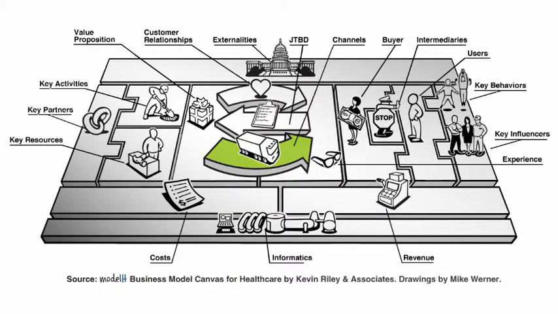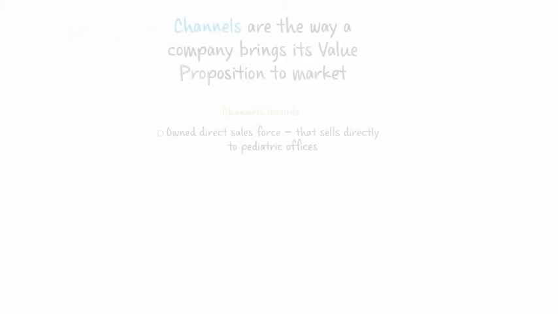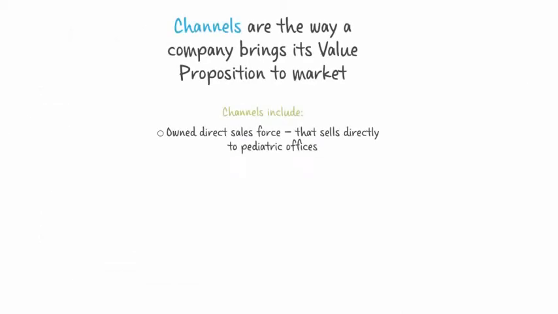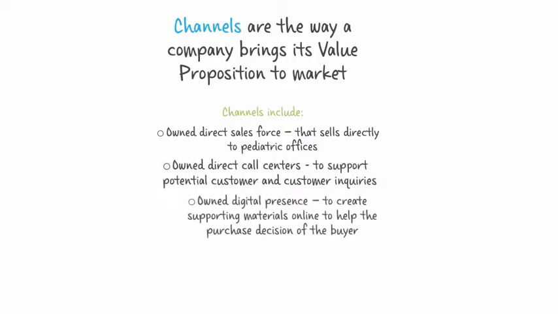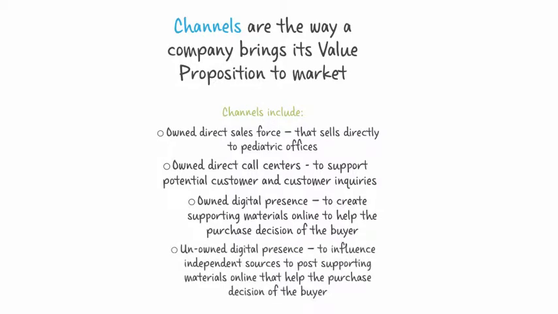Channels are the way a company brings its value proposition to market. In this business model example, the channels include an owned direct sales force that sells directly to pediatric offices, an owned direct call center that supports potential customers and customer inquiries, and owned digital presence to create supporting materials online to help the purchase decision for the buyer. In addition, there are several unowned digital channels that influence independent sources to post supporting materials online that also help the purchase decision of the buyer.